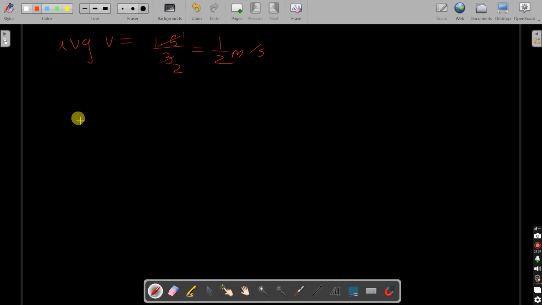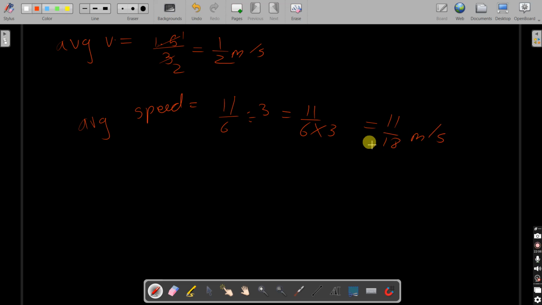We also have to find average speed. Average speed is total distance upon time. And distance will come out to be, if we solve that question, 11 by 6, and divide by total time, which is 3. So this was 11 by 6 into 3. This was 11 by 18 meter per second. So this was a question and answer.